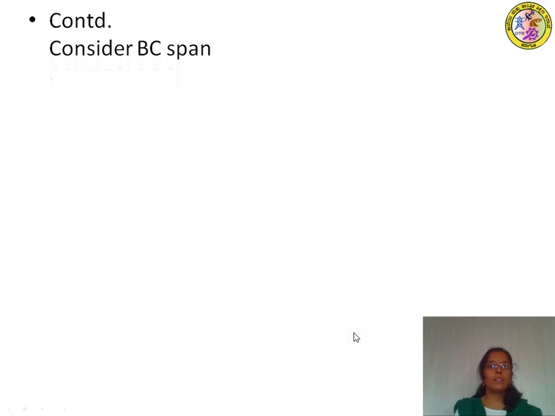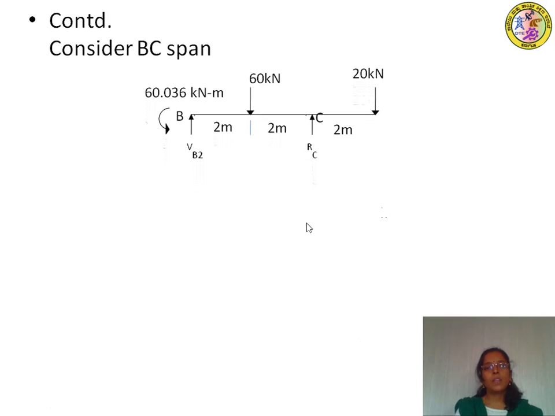Next we will consider member BC. Member BC with the overhanging portion we will consider. So BC is subjected to central point load of 60 kilonewton along with a point load at the end D. Okay, so when we consider this overhanging portion, no need to consider the moment at C. So that moment will be considered by considering this overhanging portion. Okay, so only we have to consider the moment at the joint B. Since it is negative, we have represented it in the anti-clockwise direction.